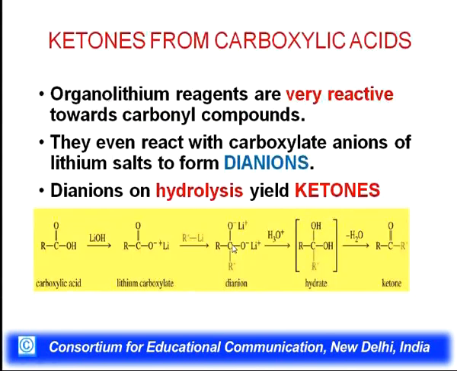Now this dianion undergoes acid hydrolysis to form a hydrate. And we know that if two OH groups are attached to the same carbon, the molecule is unstable and it will lose a water molecule to form a ketone. So we can prepare ketones by treating carboxylic acids with organolithium compounds followed by hydrolysis.